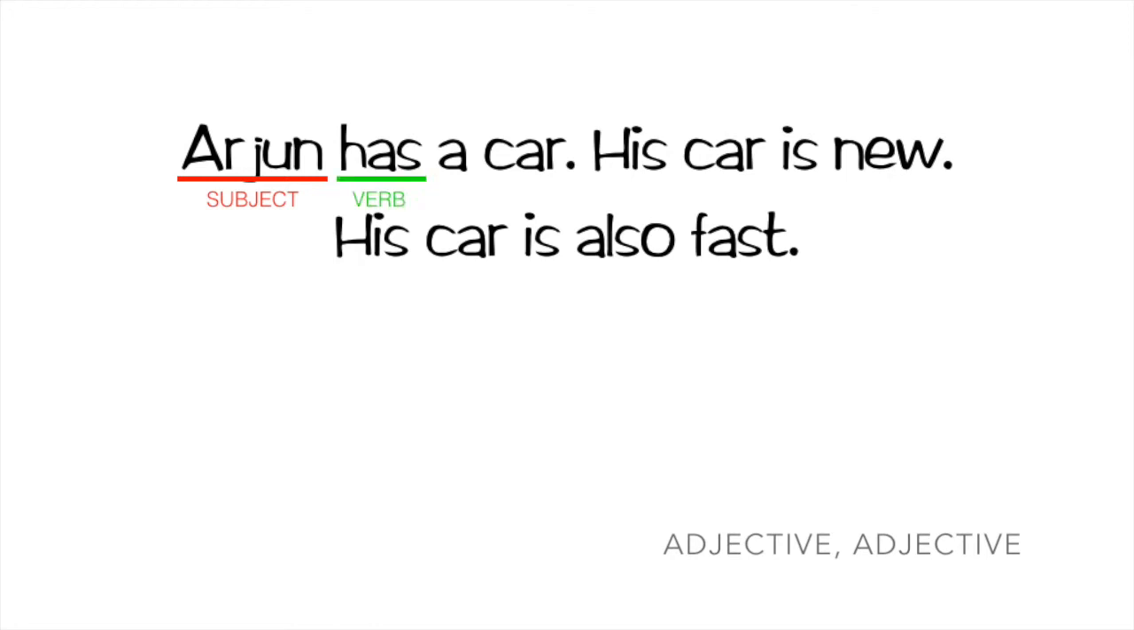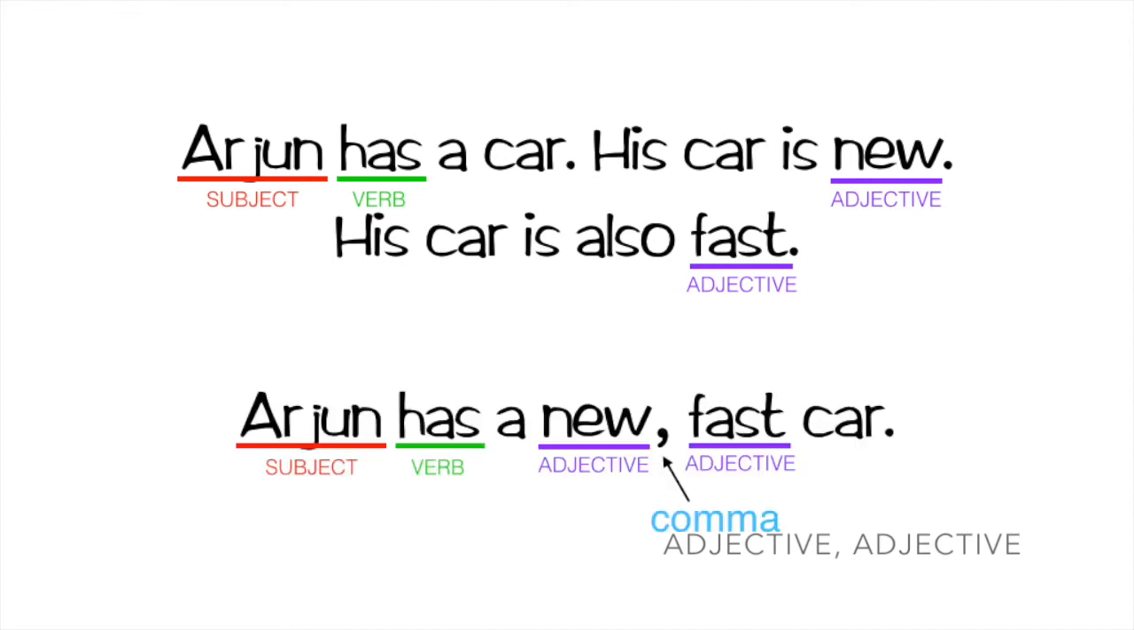The rest of the sentences are exactly the same with the first part of the sentence, saying his car is, which we will eliminate. We need to be sure to include important information, like the describing words new and fast. So by eliminating repetitive and unimportant words, we go from Arjun has a car, his car is new, his car is also fast, to a much better sentence, which is Arjun has a new, fast car, where new and fast are separated by a comma.